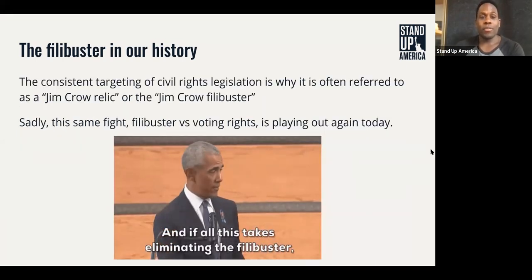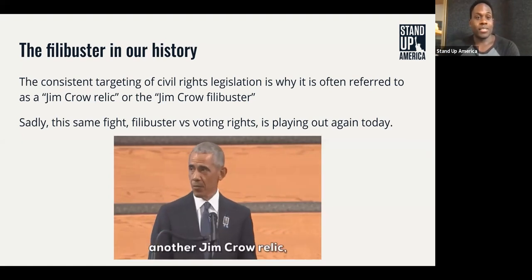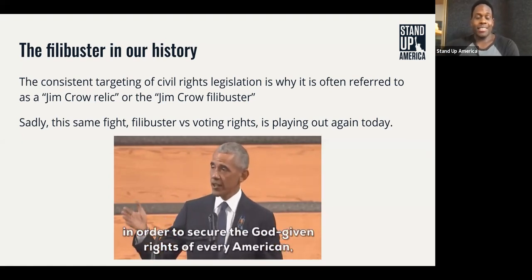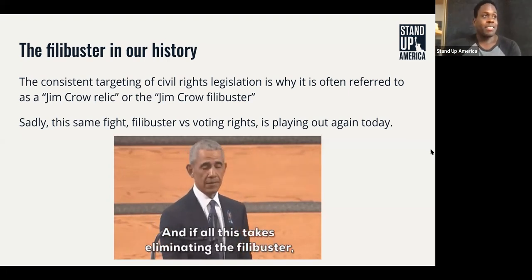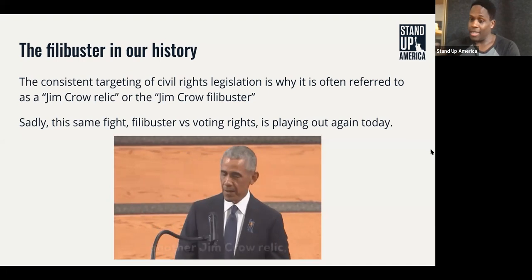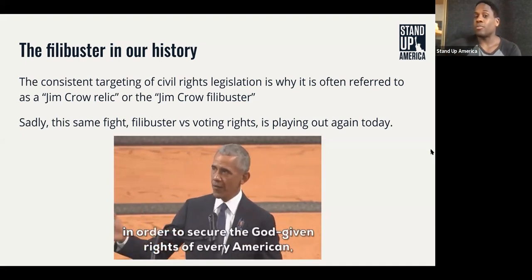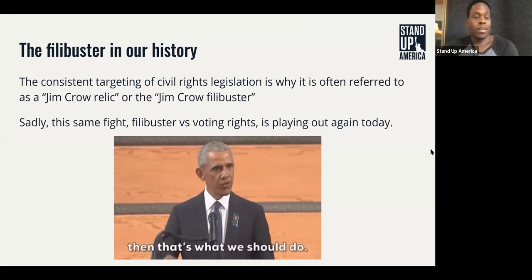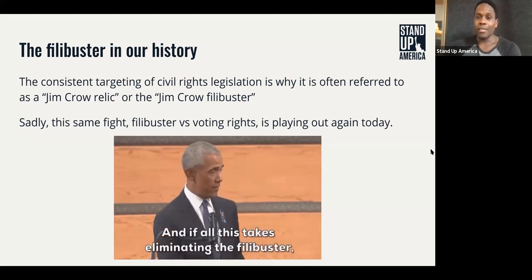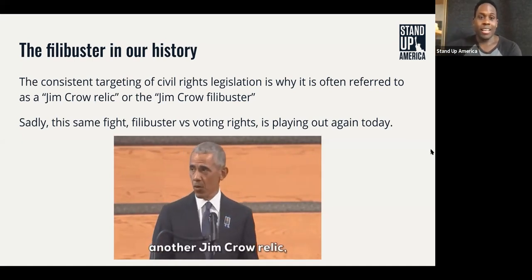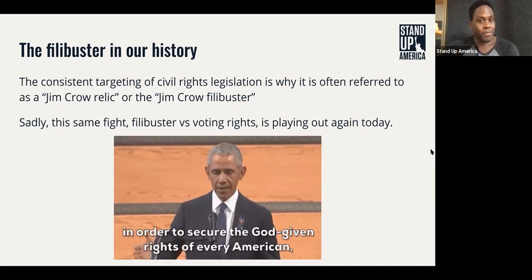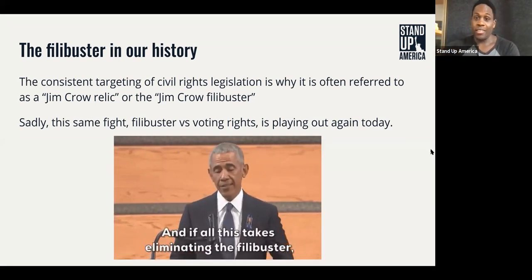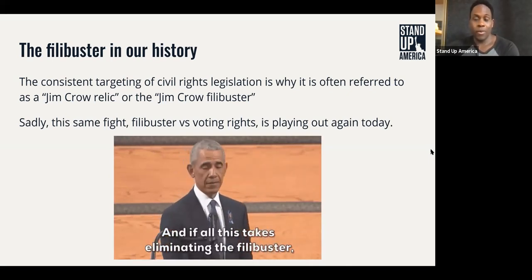Moving forward, the filibuster's history as a method to block civil rights legislation and kind of uphold white supremacy is really the crux of the reason that nowadays, especially, you're hearing it being referred to as a Jim Crow relic or the Jim Crow filibuster, Jim Crow 2.0, these kinds of things. So its racial history is what's informing that moniker now. And unfortunately, right now, we are fighting the same fight that people fought in the 60s. It's either filibuster or voting rights in the Senate.